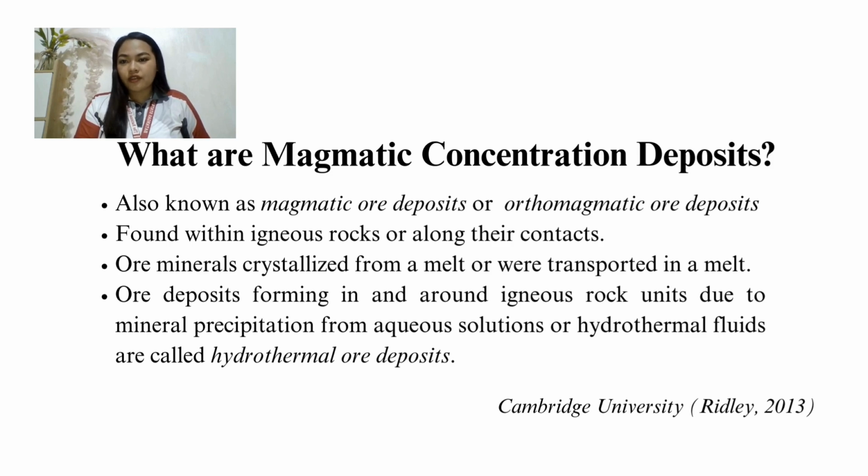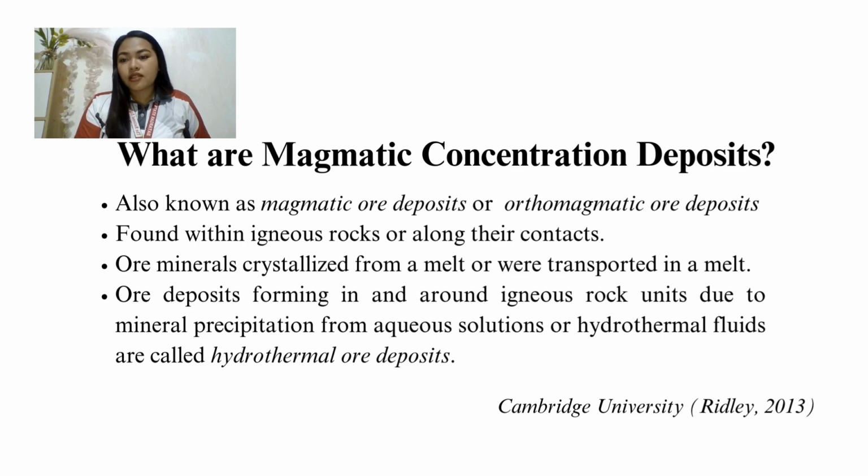Another definition is from Cambridge University, specifically Ridley 2013. Magmatic concentration deposits, also known as magmatic ore deposits or orthomagmatic ore deposits, are mineral accumulation found within igneous rocks or along their contacts. These deposits form when ore minerals crystallize directly from the molten state or are transported within the magma before settling and solidifying. They are typically associated with mafic and ultramafic igneous rock, which provide favorable conditions for metal concentration.